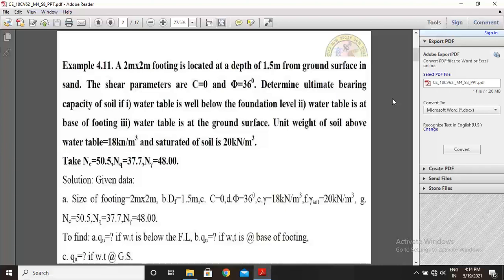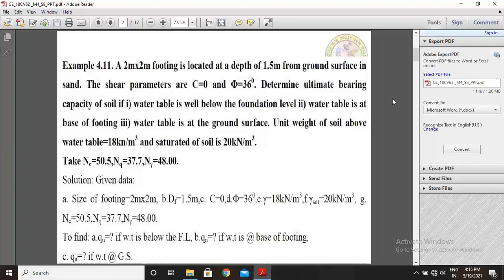Let us see. So this is the problem. Here this problem is based on water tables, and based on these three conditions this problem is required to solve. Water table is at the base of the footing, water table is at the ground surface, water table is at great depth. So based on these three cases, the problem is solved based on the given data.